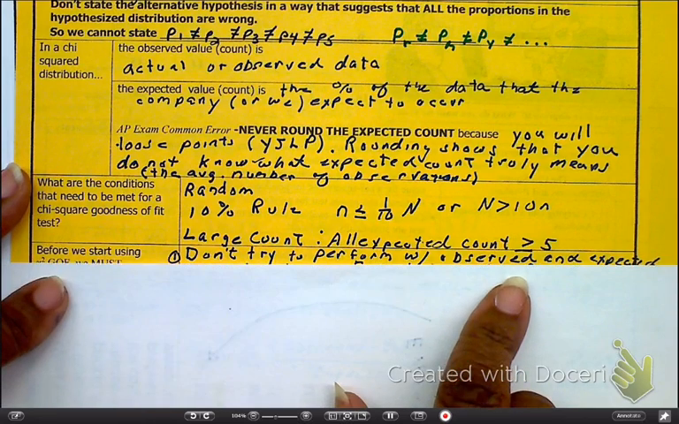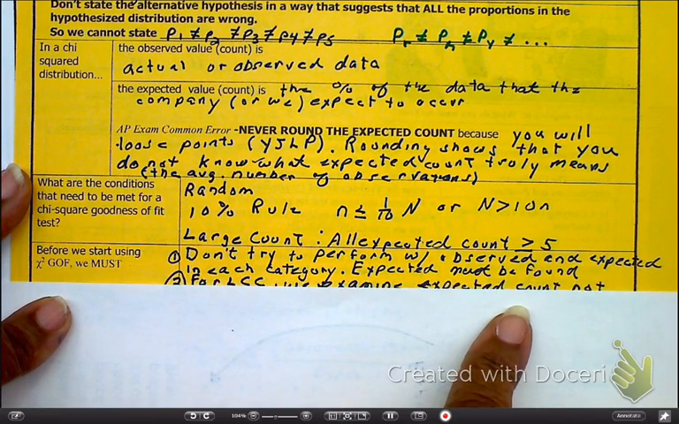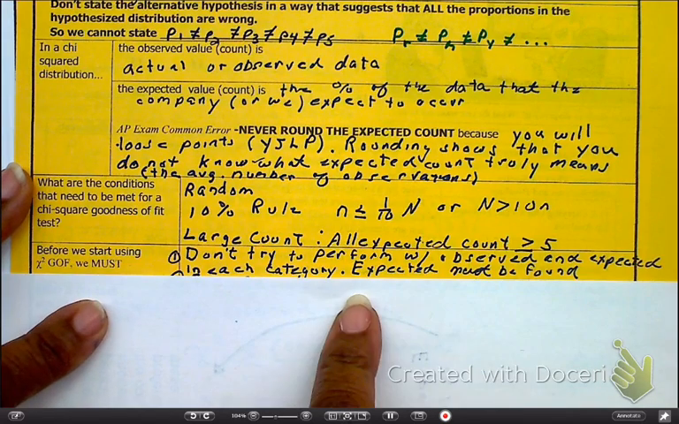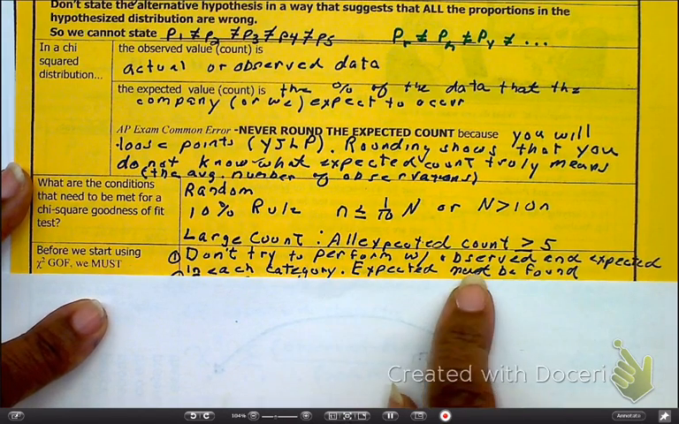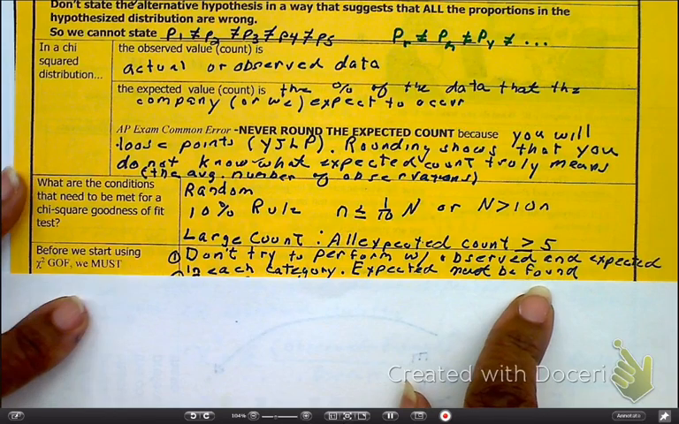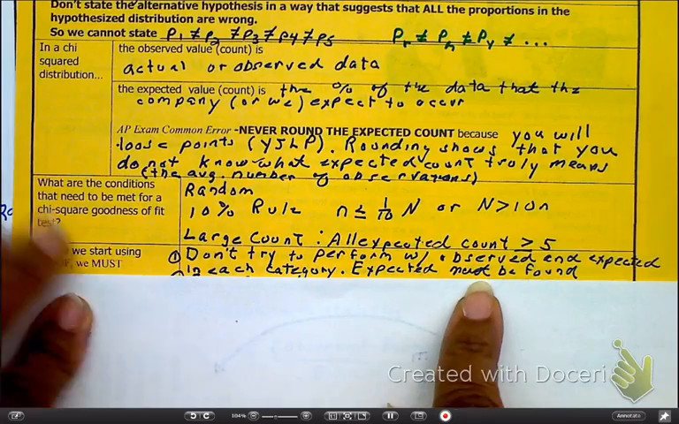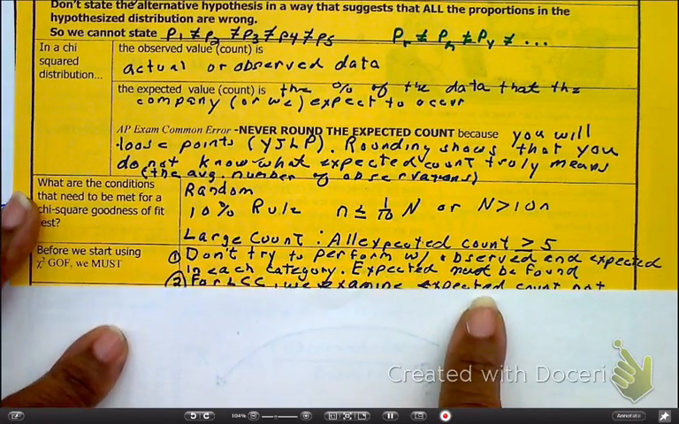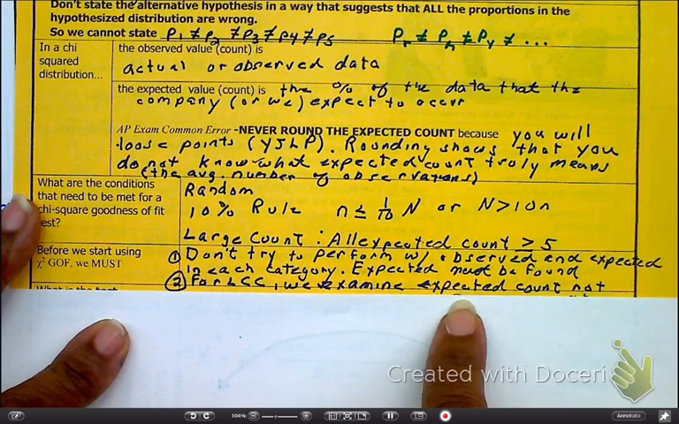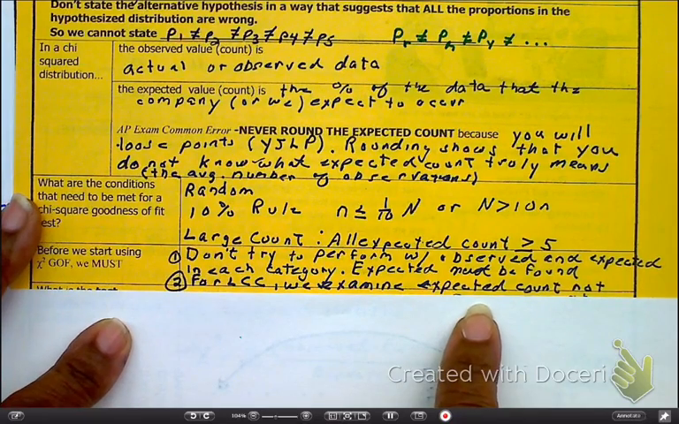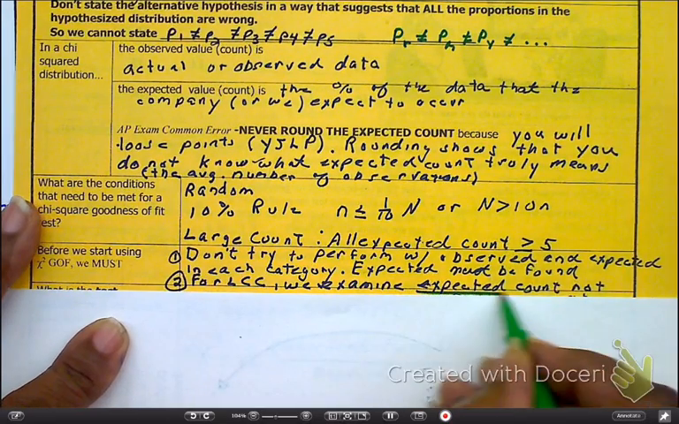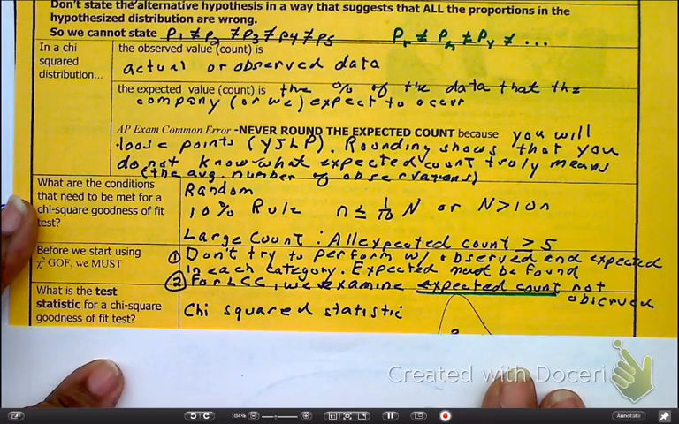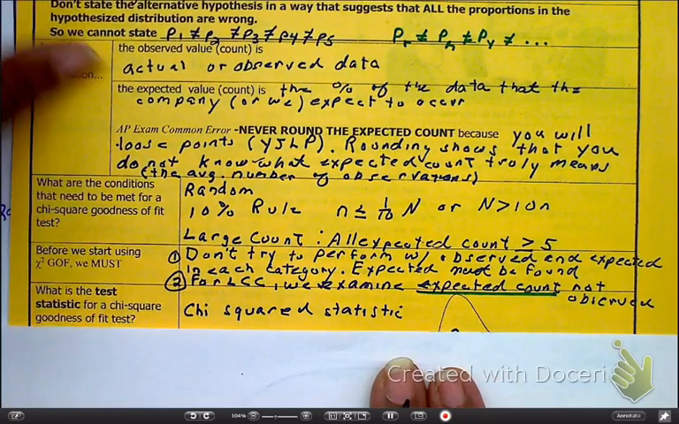Now we're going to do that in a minute, but before we start using it, there are a couple of things that we have to remember. Don't try to put both the observed and the expected in the calculator. Remember, the expected count must be calculated or found for us. So that's number one. Number two, for the large count condition, remember we have to examine the expected count, not what we observed, but what we've expected. Which takes me to, what is the expected count?